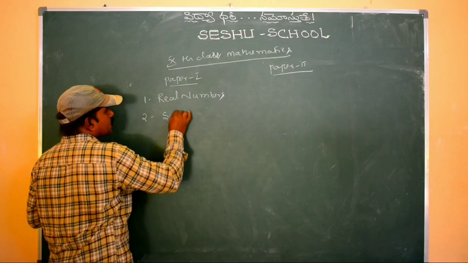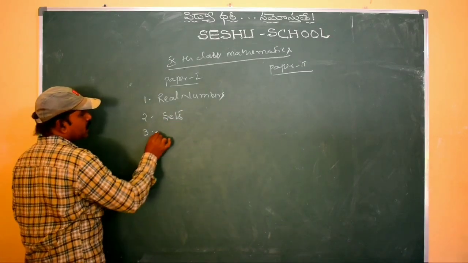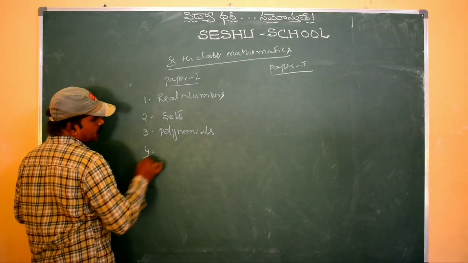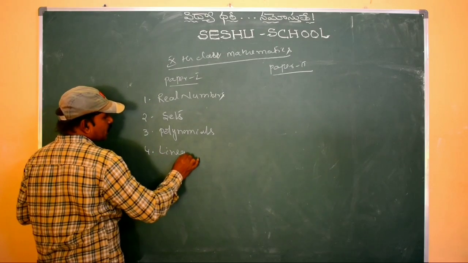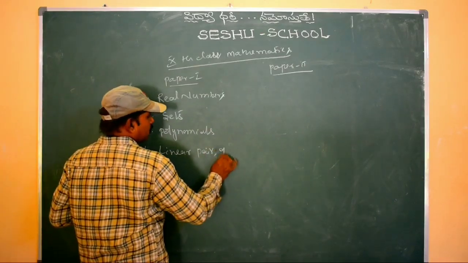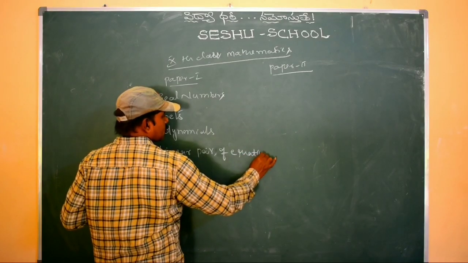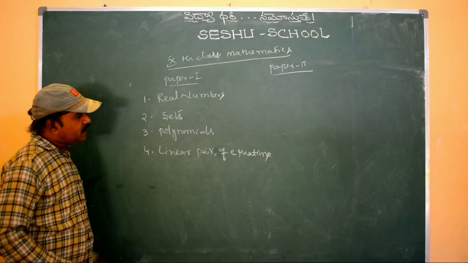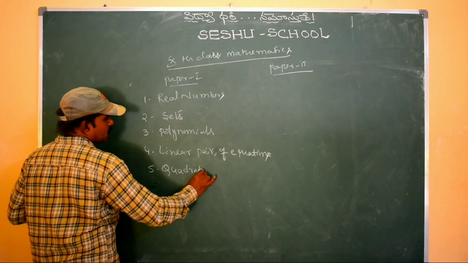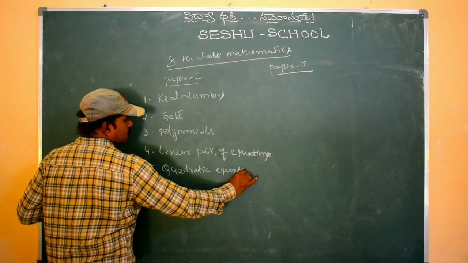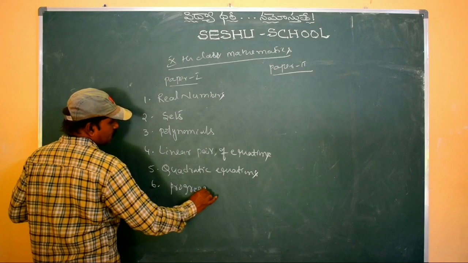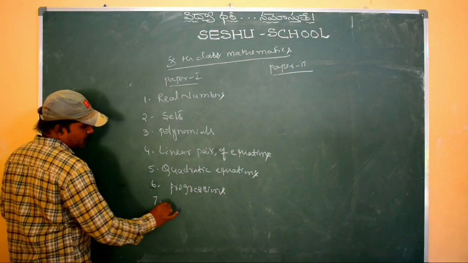Second one, sets. Third one, polynomials. Fourth chapter, linear pair of equations. Fifth one, quadratic equations. Sixth one, progressions. Seventh one, mensuration.